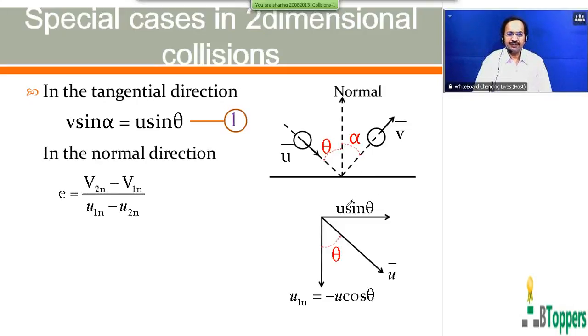In the normal direction, you can use the equation for the coefficient of restitution, which looks similar to the equation I discussed in one-dimensional collisions. In a one-dimensional collision, you can write e equals v2 minus v1 divided by u1 minus u2. In a similar way, for the normal direction, you can write e equals v2n minus v1n divided by u1n minus u2n. Here u1n and u2n are the components of the initial velocities of the two bodies in the normal direction before collision.